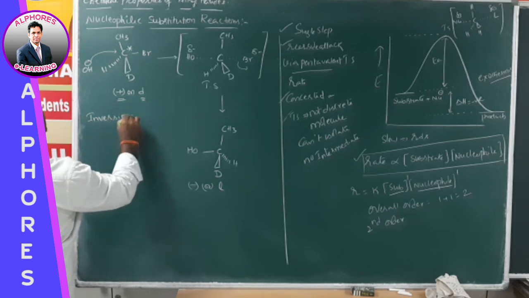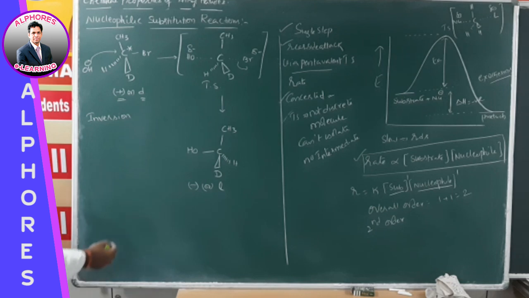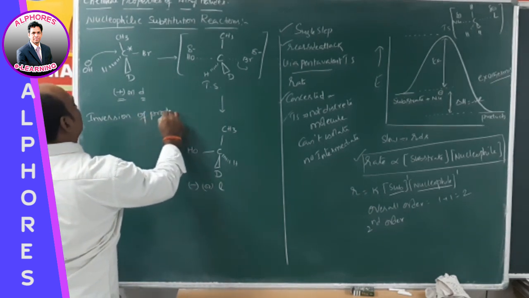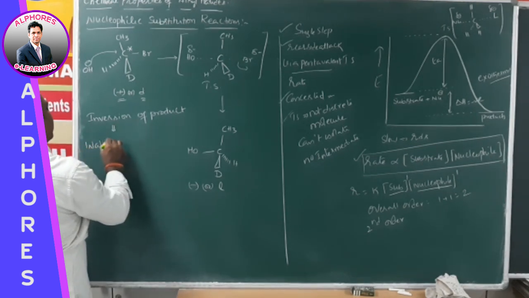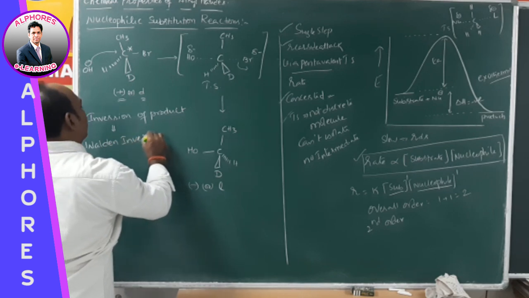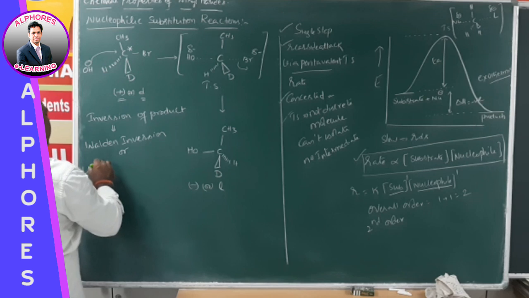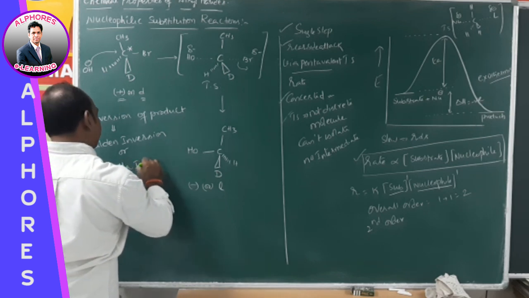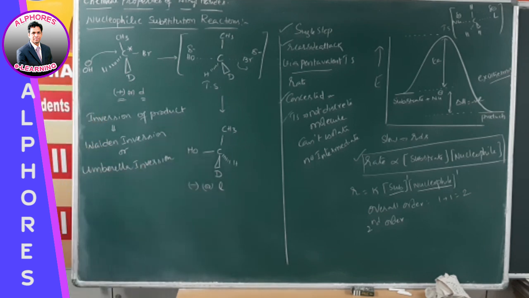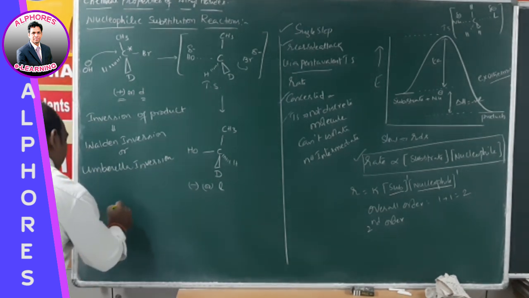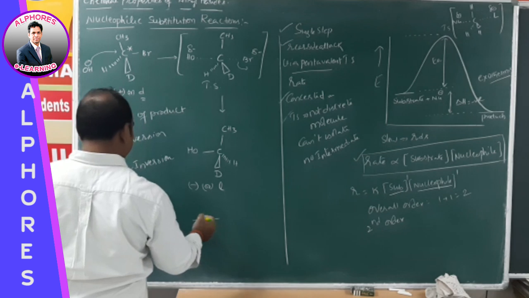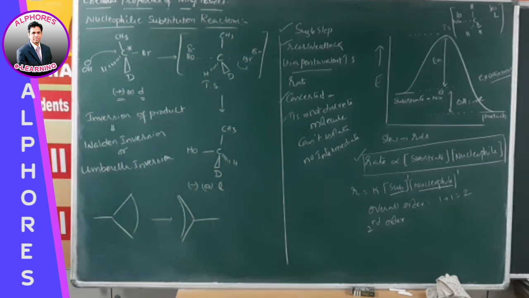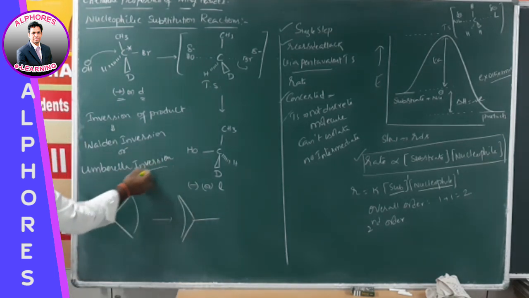So in an SN2 reaction, inversion of product takes place. This inversion we call Walden inversion, also called umbrella inversion. Just like an umbrella, the shape is going to change, like from here to here. This is what we call Walden inversion or umbrella inversion.